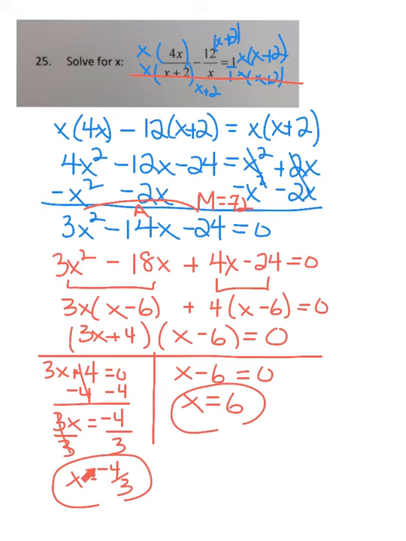Let's just do a quick check here with negative 4/3. All right, I know negative 4/3 is pretty gross, but if you put it in your calculator, negative 4/3 plus 2, you're not getting 0. And the same thing here.